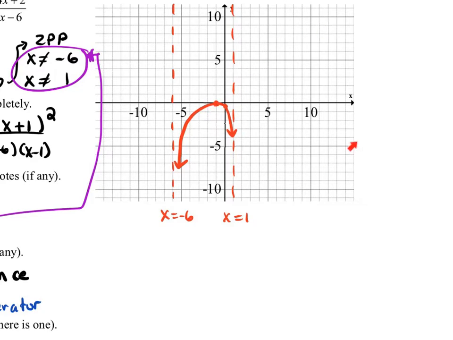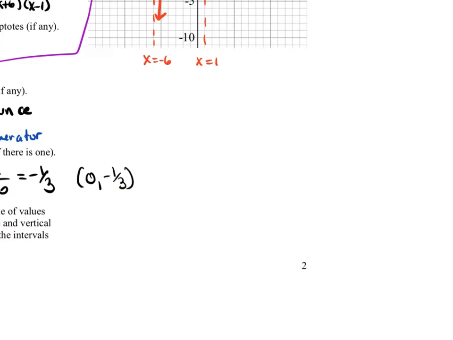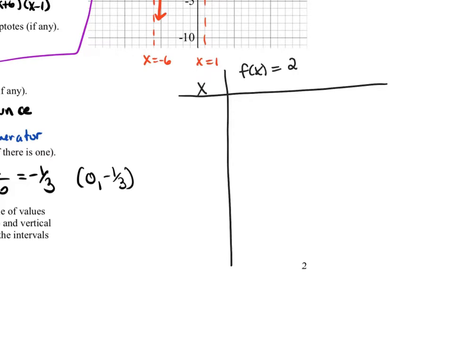Now I want you to notice I don't have anything over here to the right of 1 and to the left of -6. So our job now is to create either a sign chart or a table of values in order to figure out what happens there. So I'm going to use this space down here to create a table of values, and I'm going to use the factored form of my function. So 2 times (x + 1) squared over (x - 1)(x + 6). And I'm just going to try to create some values on either side of the asymptotes and the x-intercepts.